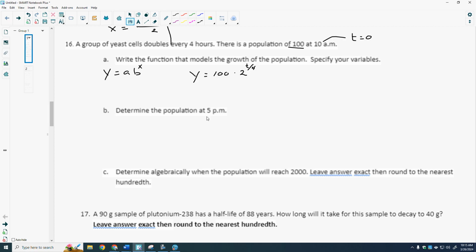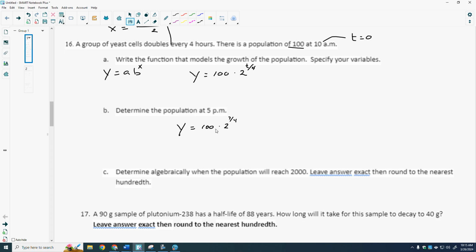Okay, determine the population at 5 p.m. and we start at 10 a.m. From 10 a.m. to 5 p.m. would be 7 hours. So we're going to plug in 7 into our x value, t value. So we have 100 times 2 to the 7 over 4.